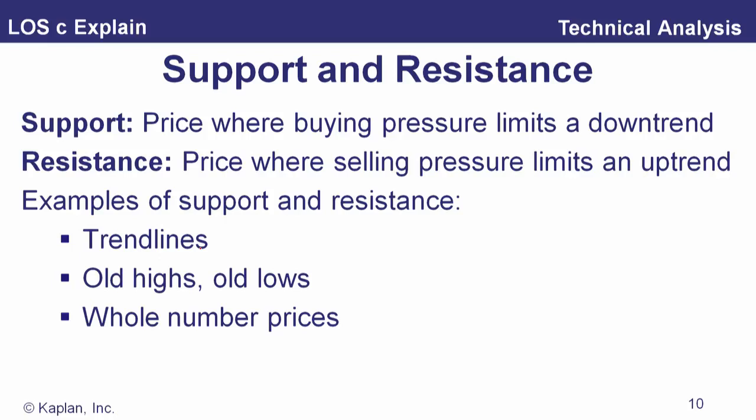And with whole number prices, people seem to put more importance on crossing 36 than crossing 35 and 5/8. Or, I guess stock prices are in decimals now, huh? So 36 and 2 cents is not as important to go through as going through 36 even. And again, some psychological influence may be at work there.